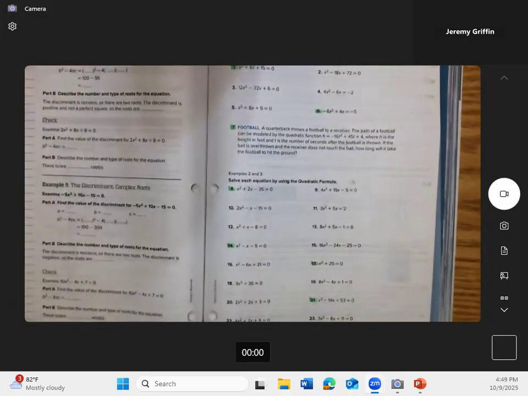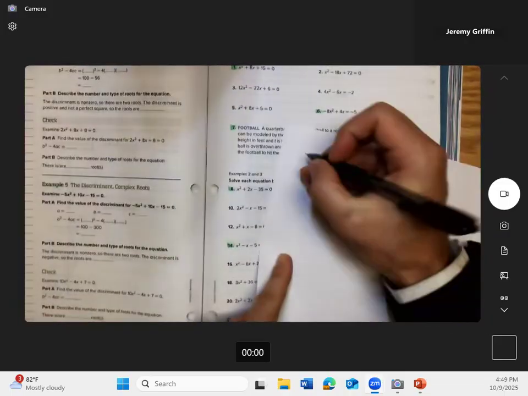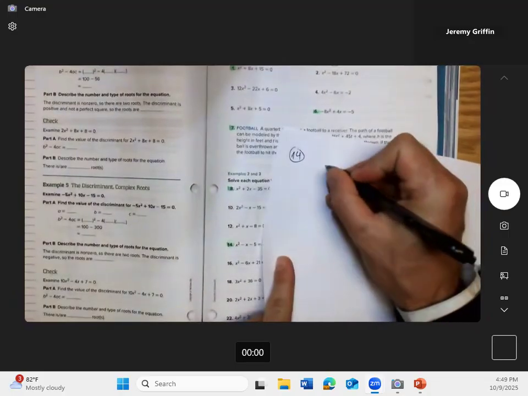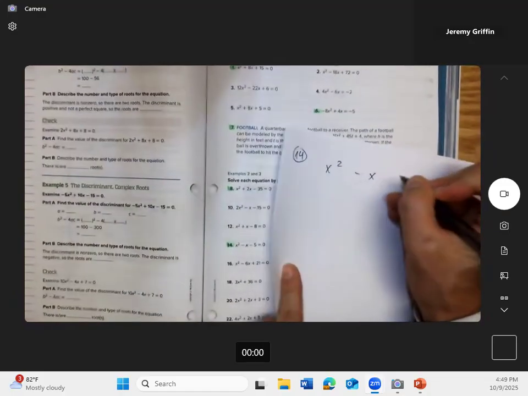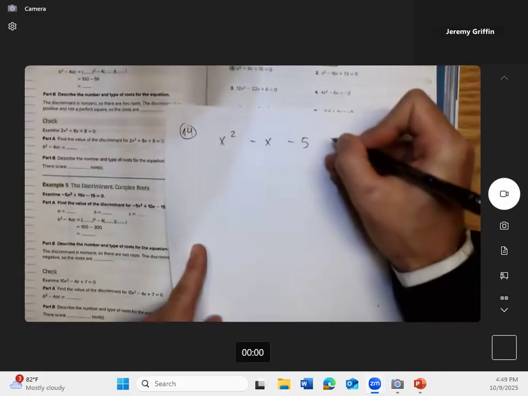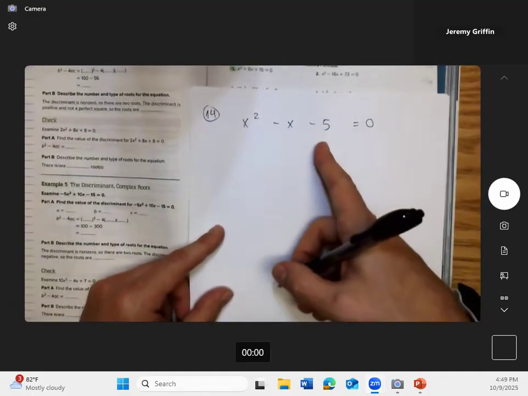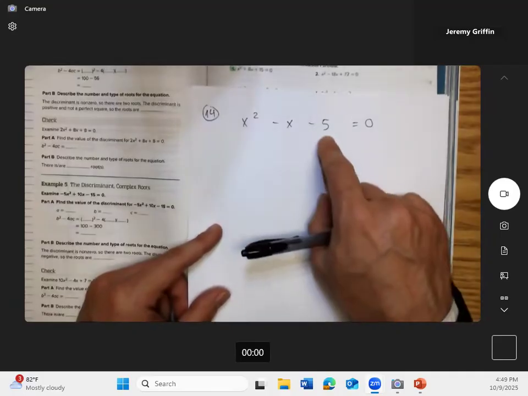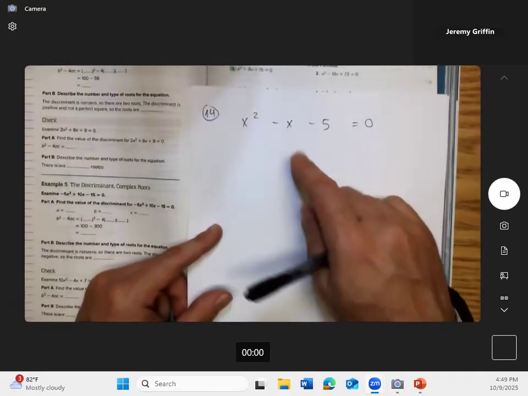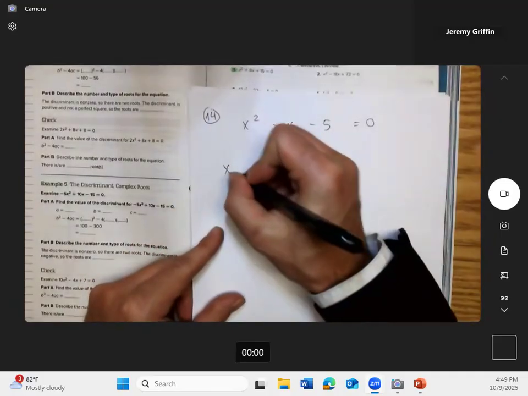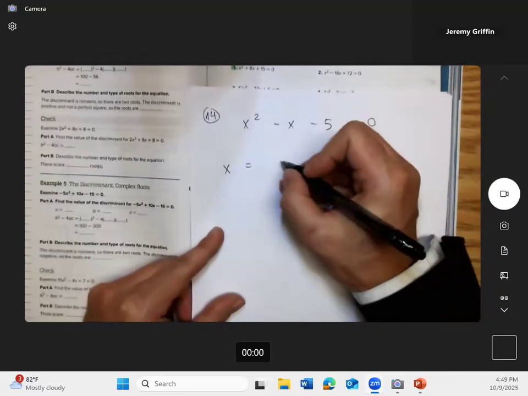Number 14. Got x squared minus x minus 5 equals 0. Okay. Does that look factorable easily? I don't think so. Because what are two numbers that multiply to negative 5 but add to negative 1? Okay, so the quadratic formula is a great method for this one.